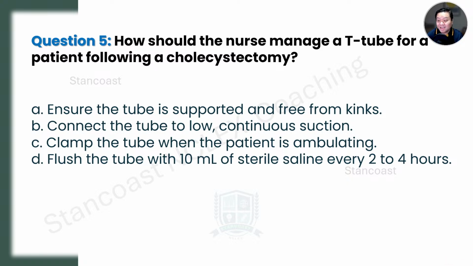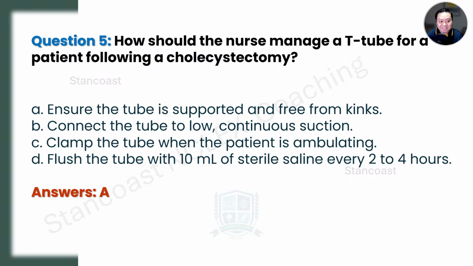The correct answer here is letter A. Ensure the tube is supported and free from kinks. This will ensure that the bile can drain into the collection bag by gravity, and this will prevent the bile from backing up into the liver, and this will also reduce the risk of complications. Now, if you selected letter B, the T-tube does not require suction. It drains bile via gravity.